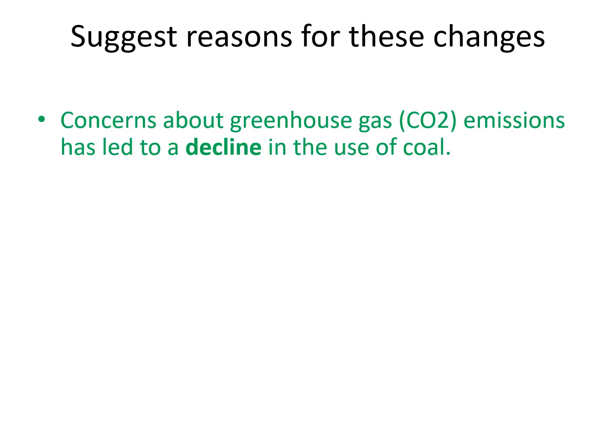Right, reasons for the changes. Well, concerns about greenhouse gases, carbon dioxide emissions. That's led to a decline in the use of coal. Coal is a fossil fuel. We have to burn it, and when we burn it, we release all of the carbon that has been stored in it. Because remember, fossil fuels are dead plants and animals that have been compressed, and all plants and animals contain carbon. If we burn that, we add that carbon to the atmosphere, and it leads to global warming, which is one of the biggest threats to mankind currently today. Therefore, there is an awful lot of pressure on governments to stop using fossil fuels. So that's one reason why there is a decline in the use of coal, because it's bad for the environment.